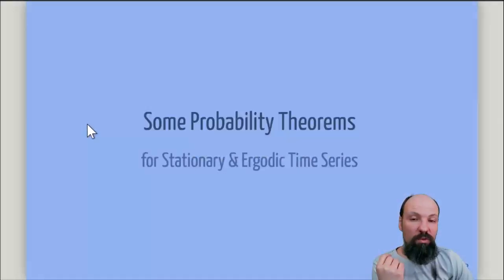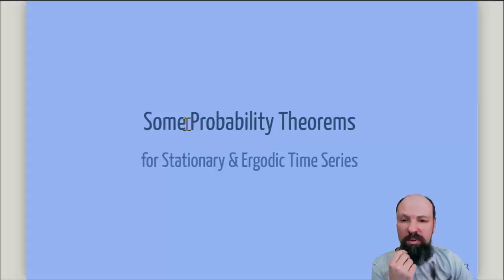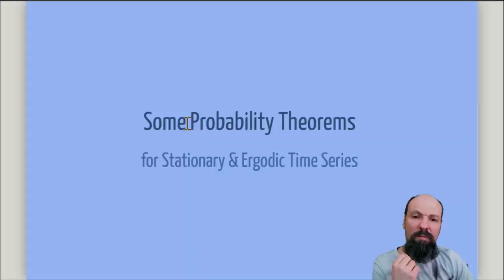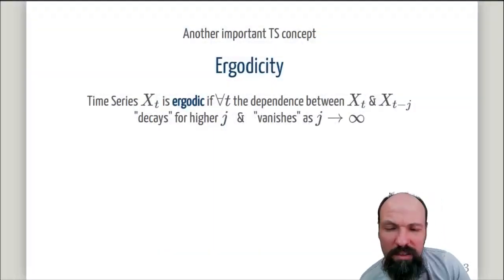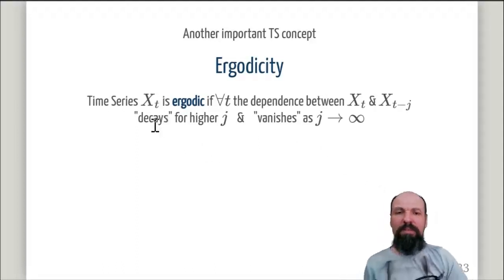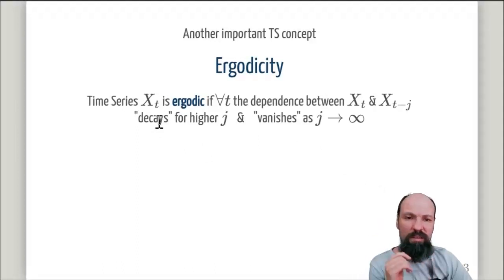So we need to use a different set of probability theorems. First of all, we are going to go over them really fast because we don't have enough time, and then we will see what happens. So first, yeah, let's skip ergodicity. If there's time, we are going to discuss it next time.